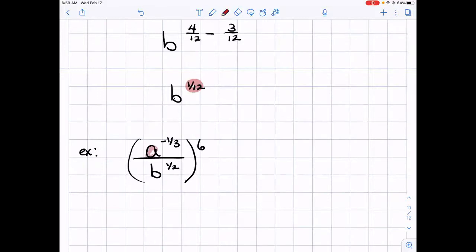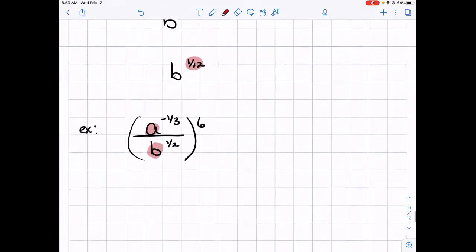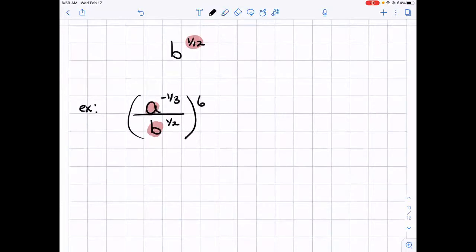So notice that the bases here are different. So there's nothing you can do inside the parentheses. Okay? There is nothing to do inside of the parentheses. Additionally, if you want, you can write this as a to the minus 1/3 power raised to the 6th and b to the 1/2 raised to the 6th, either one of them. These two things are the same.